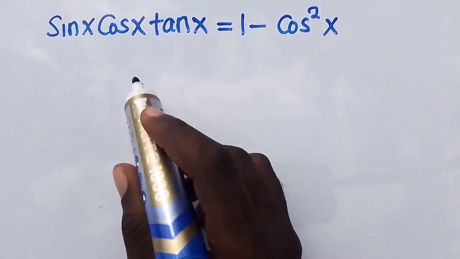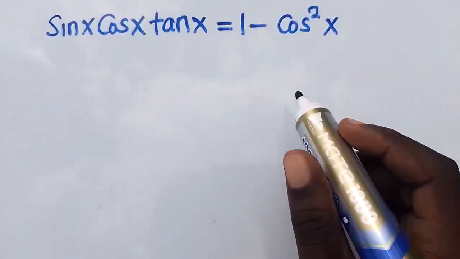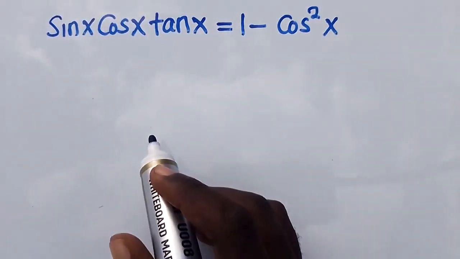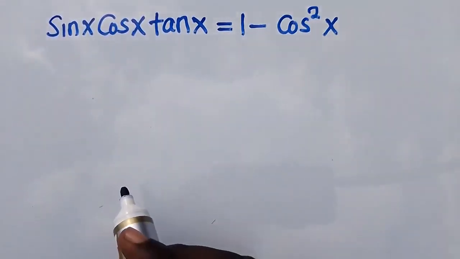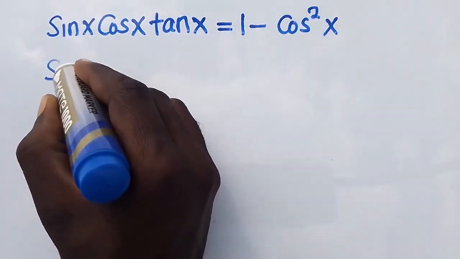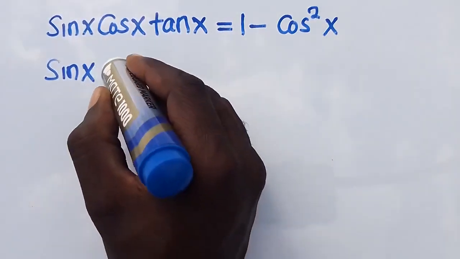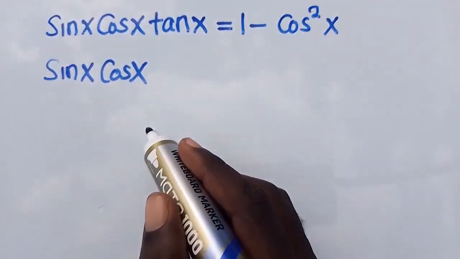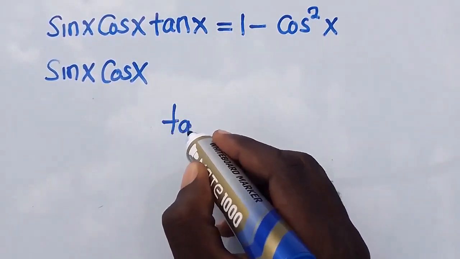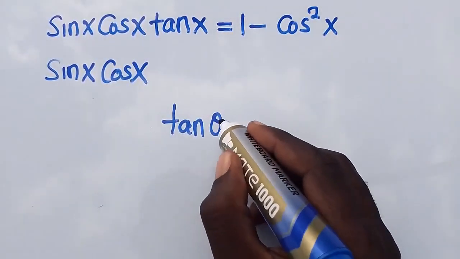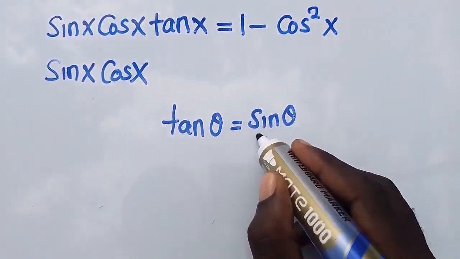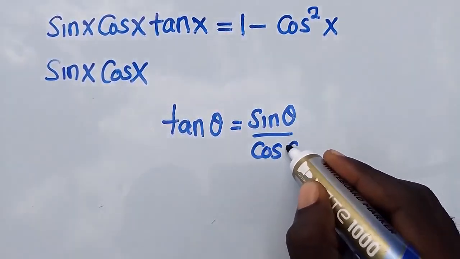So we want to verify this trig identity. So how can you verify this trig identity? The first thing that you are supposed to do is this. You know that this is sine x. This is cos x like this. Then what is the formula for tan? You know that tan theta is equal to sine theta over what? Over cos theta.